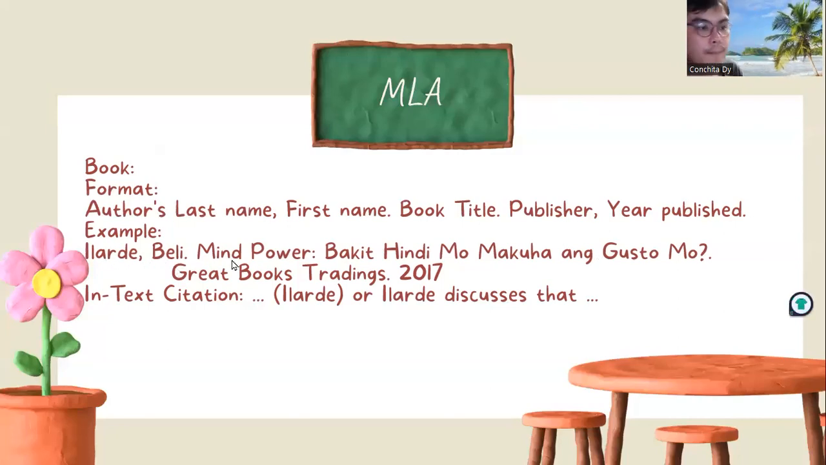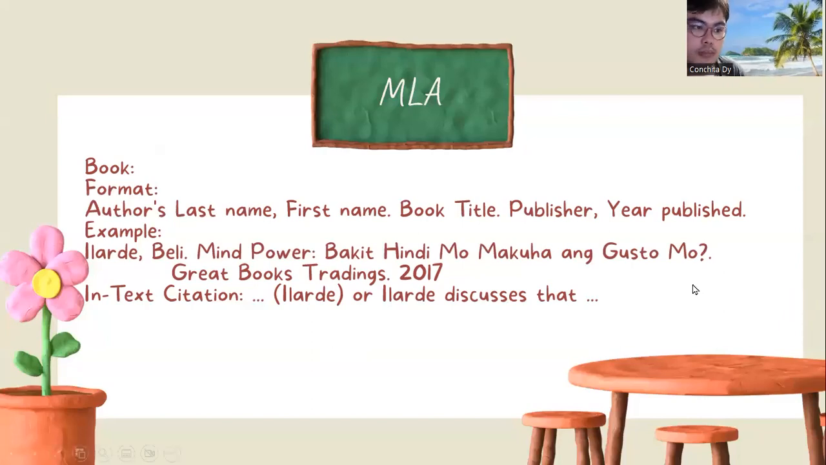Ilyardi Belli, Mind Power, bakit hindi mo makuha ang gusto mo? Year, tapos publisher, Great Books Tradings. Year published is 2017. Since walang page na nakaspecify dito, you just have to write Ilyarde lang. Or Ilyarde discusses ganyan-ganyan. Okay? Kasi wala naman page number na nakasulat dito, kaya Ilyarde lang.